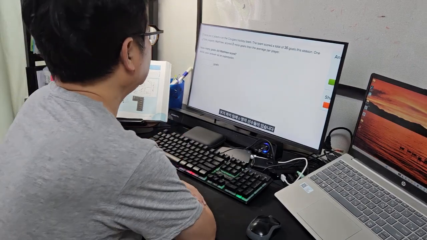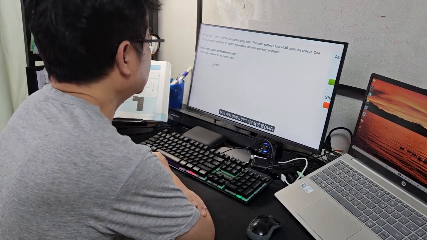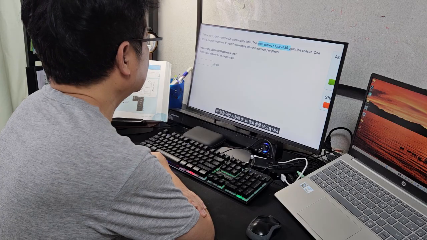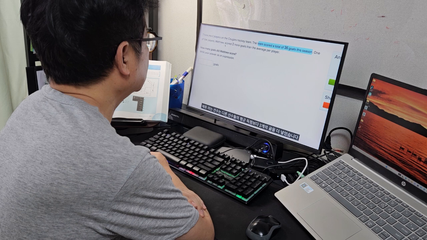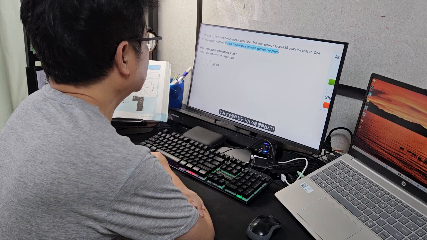There are c players on the Cougars hockey team. The team scored a total of 36 goals this season. One of the players, Matthew, scored 2 more goals than the average per player. How many goals did Matthew score?